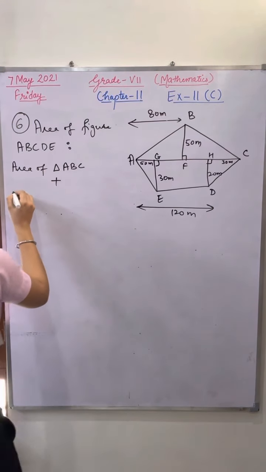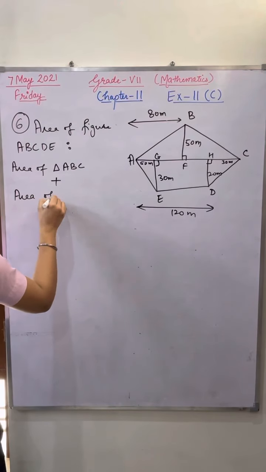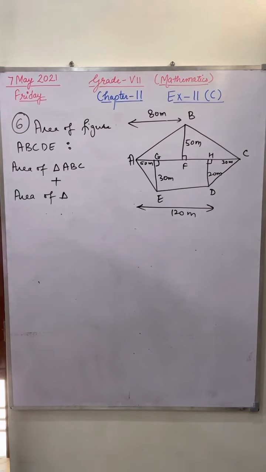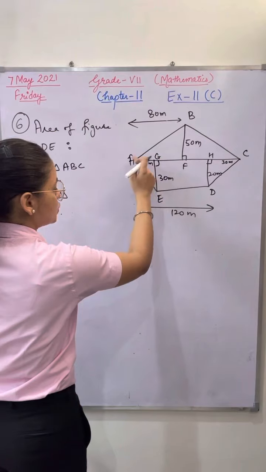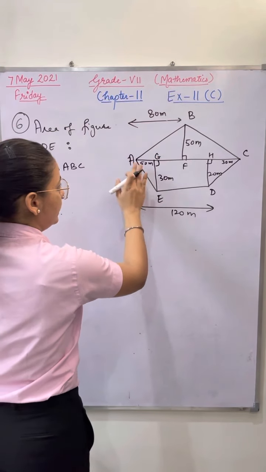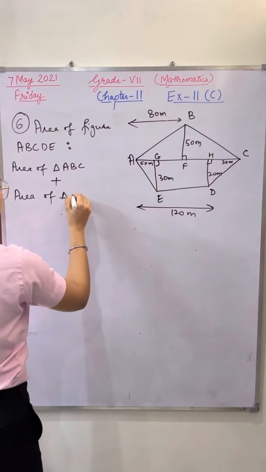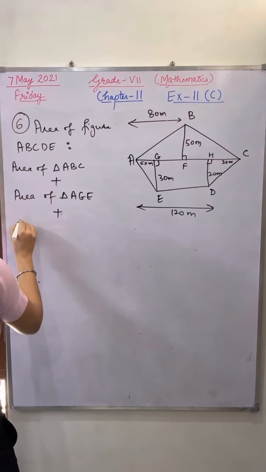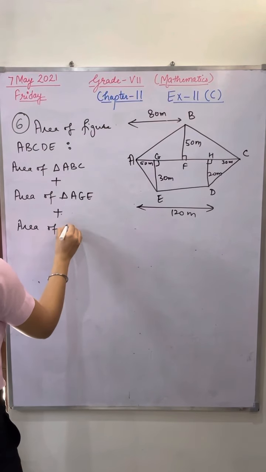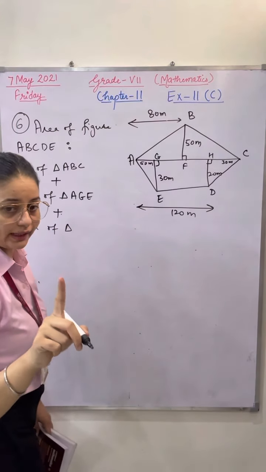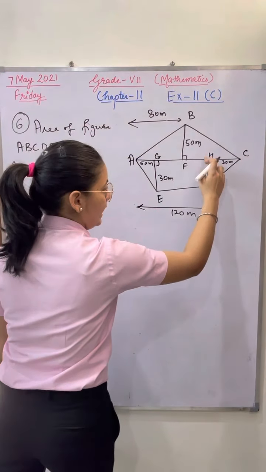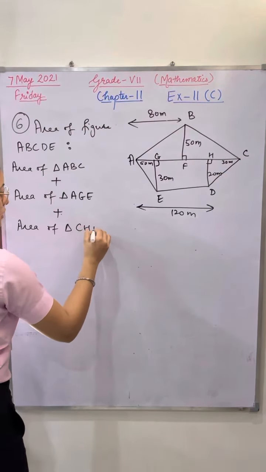Plus next triangle I'm having, area of triangle. Which triangle? Please tell me quickly. Yes, AGE. See, this is a right angle triangle. Base is given, height is given. So area of triangle AGE. Plus next triangle. Again I'm having one more right angle triangle. Yes, very good Chaitanya. CHD. Area of triangle CHD.